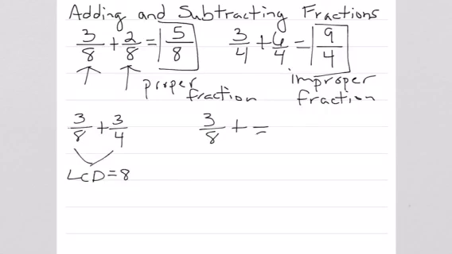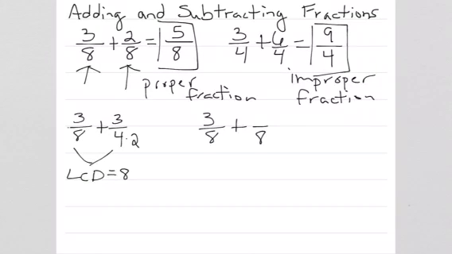So I know I want it to be an 8, but how can I go from 4 to 8? Well, we just simply multiply it by 2. But the rule is, if you multiply the bottom number by 2, you also have to multiply this top number by 2, so that really you're multiplying it by the value of 1, so you're not changing the value of your fraction. And 3 times 2 is 6.